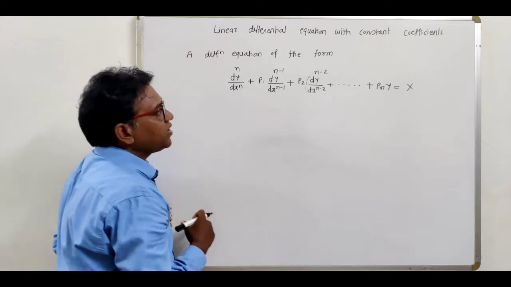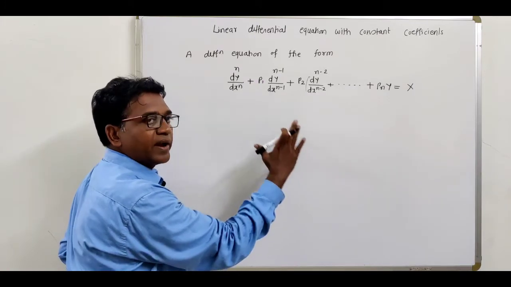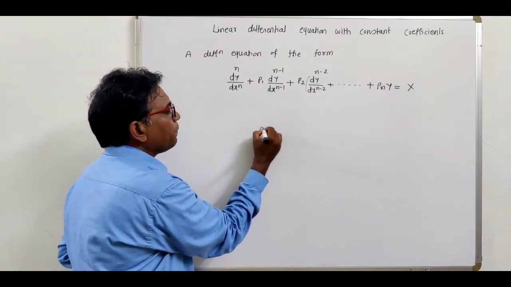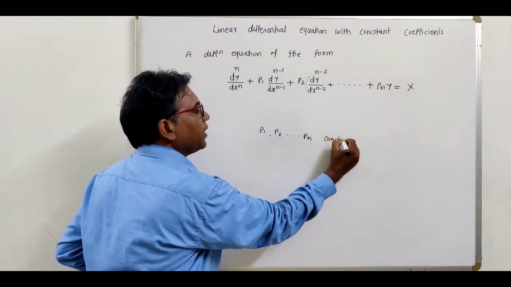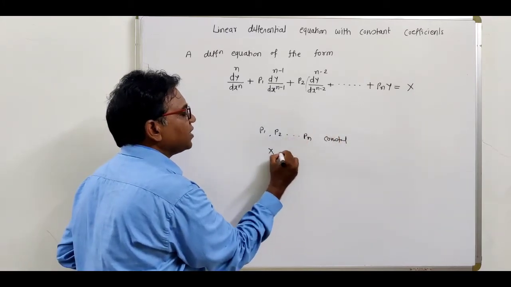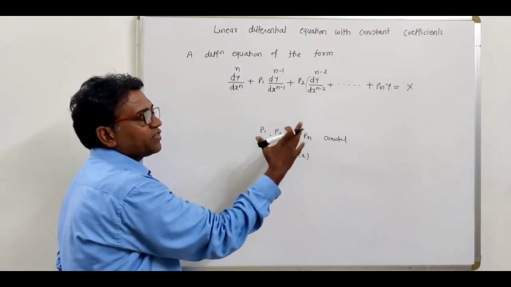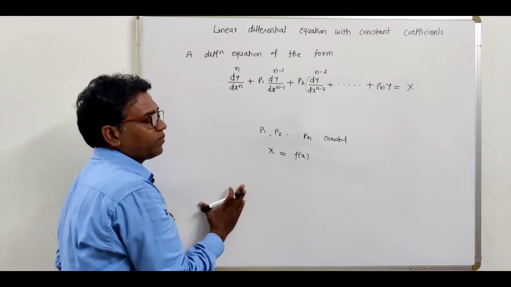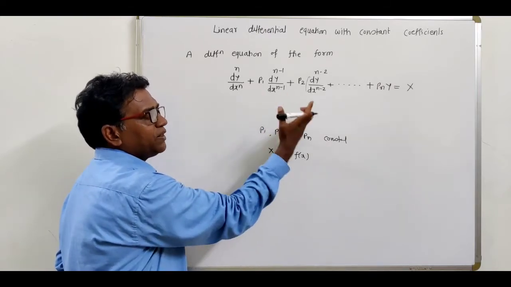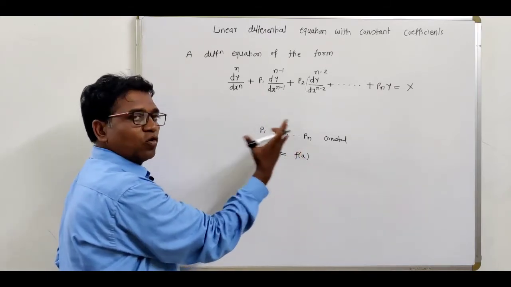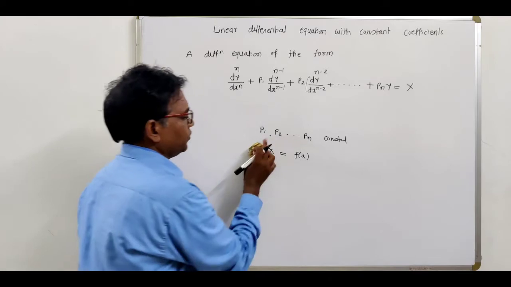Now this differential equation contains P1, P2, Pn, which are called the constant coefficients, where X is a function of x alone. So this type of differential equation is called the linear differential equation. And since this differential equation contains the constant coefficients P1, P2, P3, Pn, that's why this is called the linear differential equation with constant coefficient.